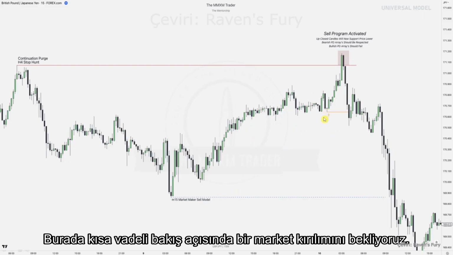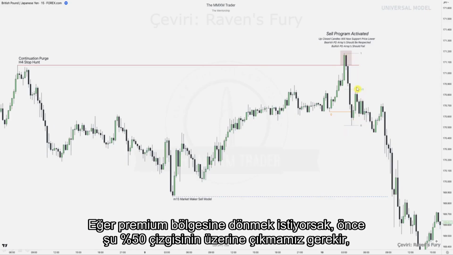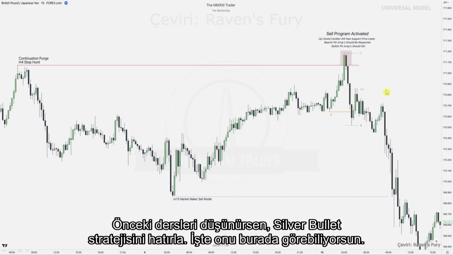We wait for that break of structure, short-term perspective, right? Over here. Then draw out your premium and discount levels, right? From this high down into this low. If we want to return back into premium, we have to wait to go above this 0.5 line, this 50% line, right? Over here. And then continuation lower. And if you think back about the previous lessons, think about the silver bullet. Can you spot it over here?